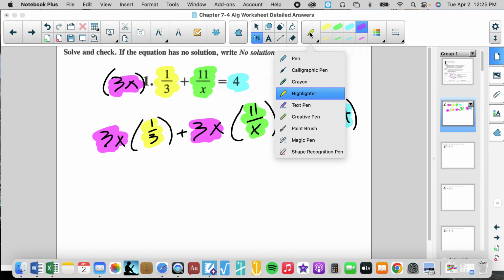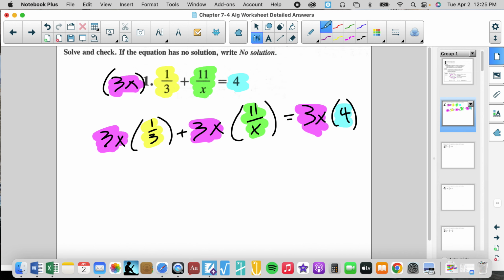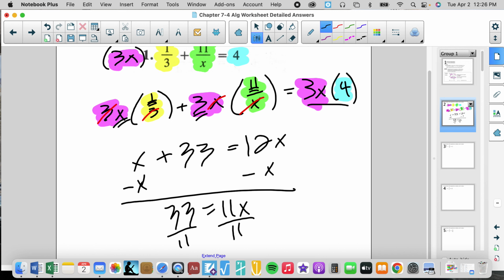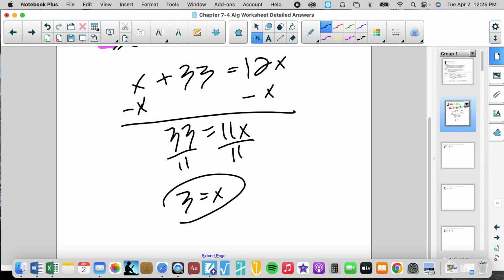And the benefit of that is this is all going to cancel each of these denominators. So the 3 in this denominator is going to cancel with that, leaving us with x and 1, or x. The x in the denominator here is going to cancel, leaving us with 3 times 11, which is 33. And then equals, and no denominators, we're just going to multiply 3x times 4, which gives us 12x. We're going to move that x over. We get 33 equals 11x. Divide by 11. And a nice, easy x equals 3.